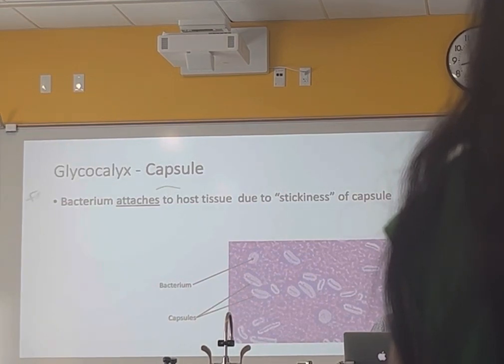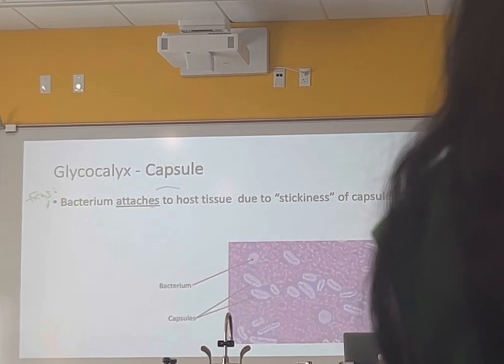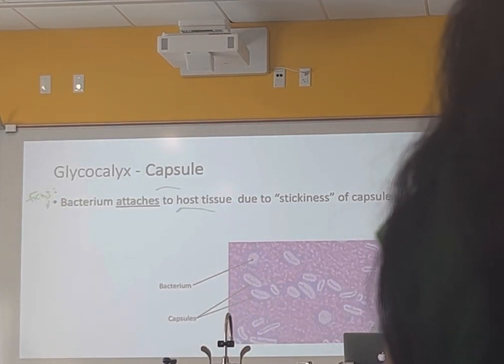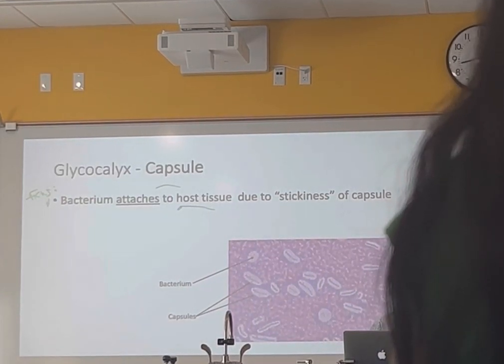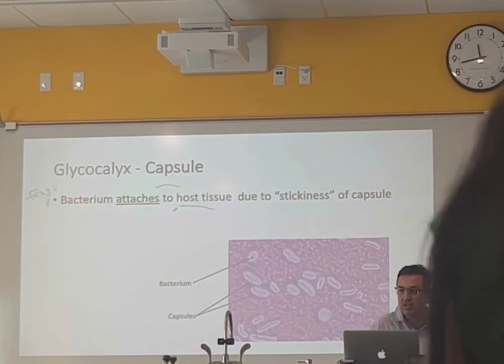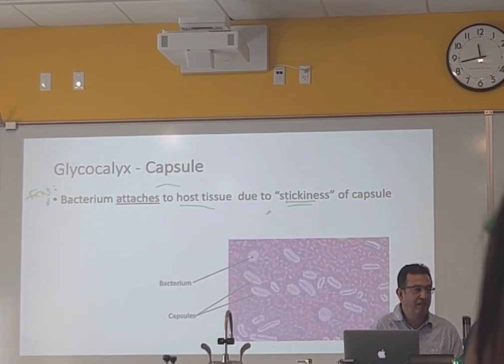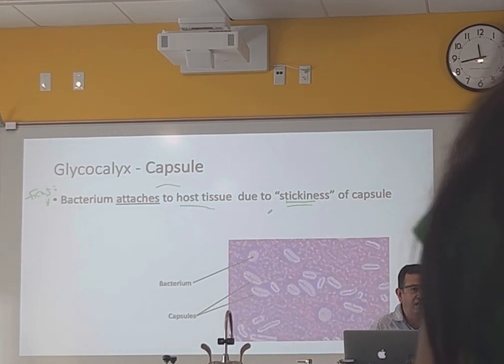So we're talking about functions. Here's the first one. The function of glycocalyx is to attach to host tissue. Very important if that bacteria wants to cause an infection, you have to attach to tissue. Otherwise, you don't establish an infection, right? So they have to attach to host tissue, and capsules are really good for attaching to host tissue because they are sticky. The capsules are sticky, so it makes it real easy to attach, right?